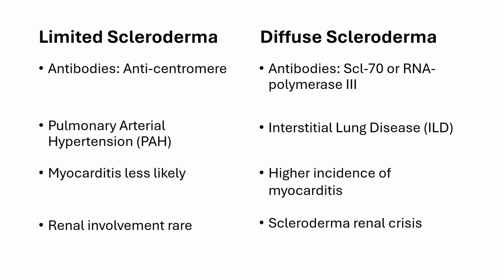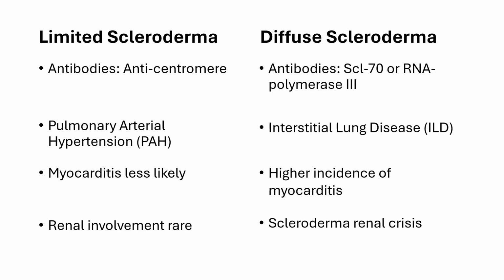One of the ways that these diseases differ is that they tend to have a different autoantibody profile. Limited scleroderma most commonly is associated with an anti-centromere antibody, whereas diffuse scleroderma is more commonly associated with an anti-SCL70 antibody. Sometimes they'll have an RNA polymerase III antibody. As I have said before, these are not universal. You can have a patient with diffuse scleroderma who has an anti-centromere antibody, but the most common pattern is what you see here. Now, scleroderma commonly affects the lungs.